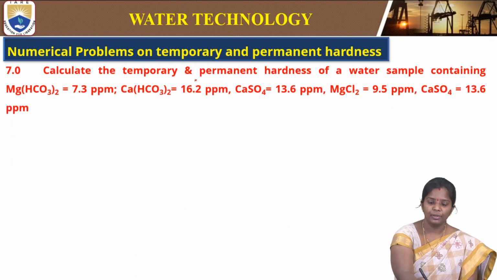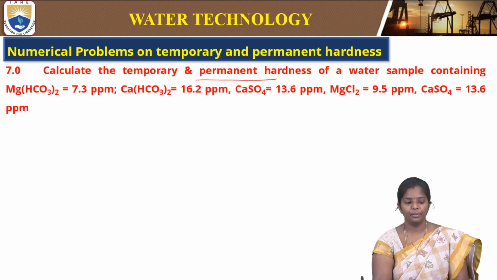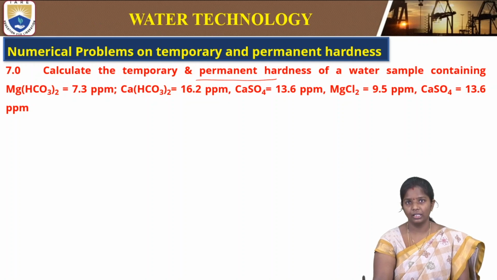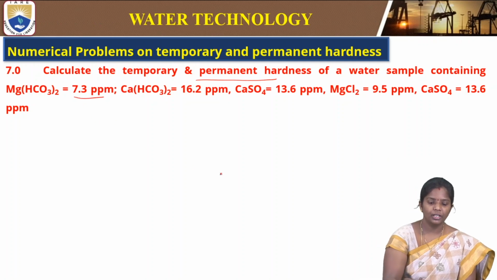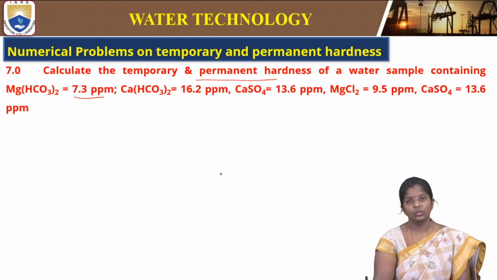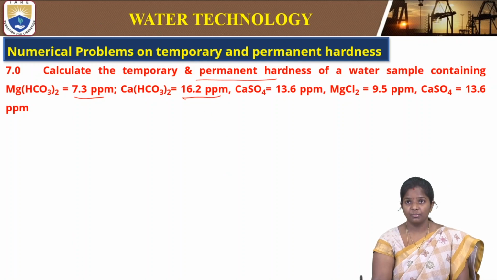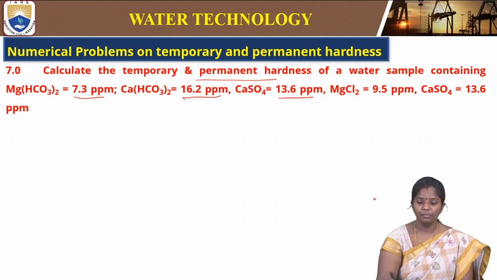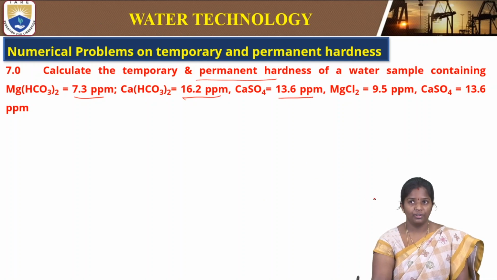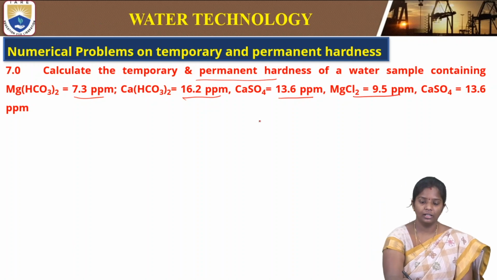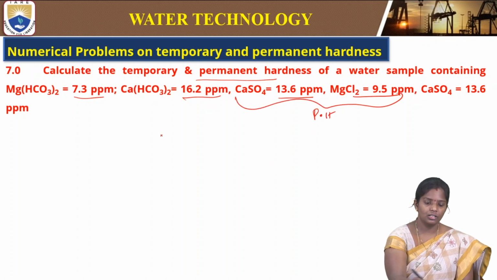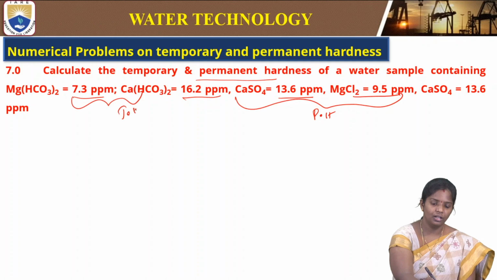Next, calculate the temporary and permanent hardness of a water sample containing bicarbonates of magnesium 7.3 ppm. Next is the calcium bicarbonate 16.2 ppm, calcium sulfate is 13.6 ppm, magnesium sulfate is 9.5 ppm, and calcium chloride is 13.6 ppm. So how many are present? These two are responsible for permanent hardness and these two are responsible for temporary hardness.